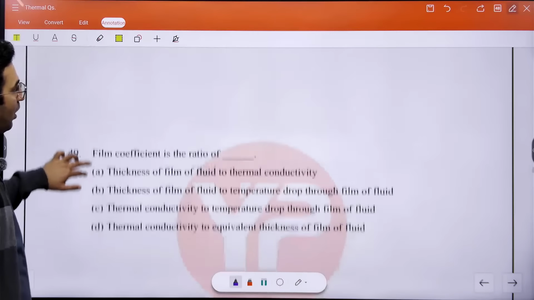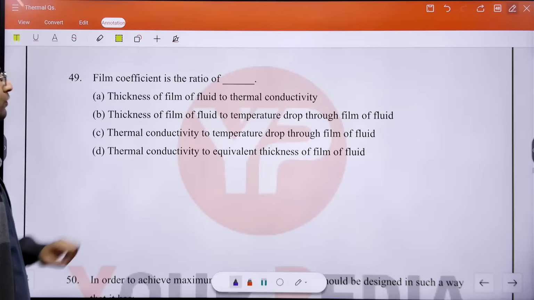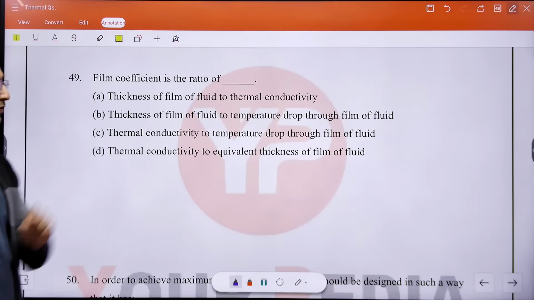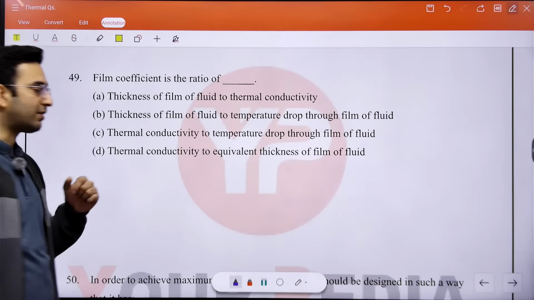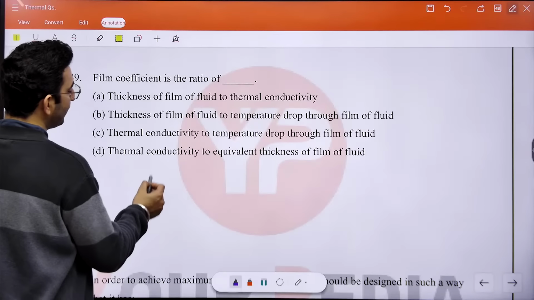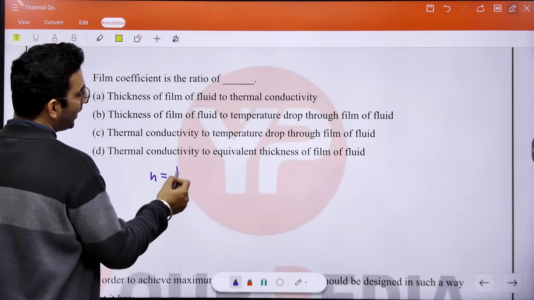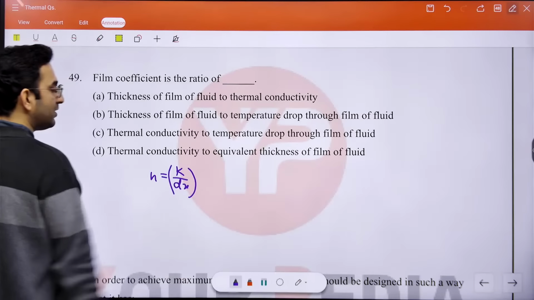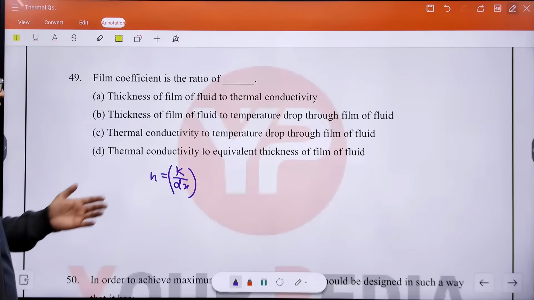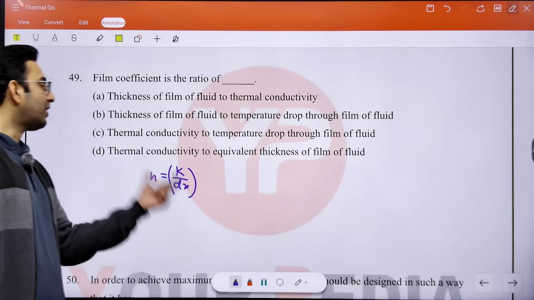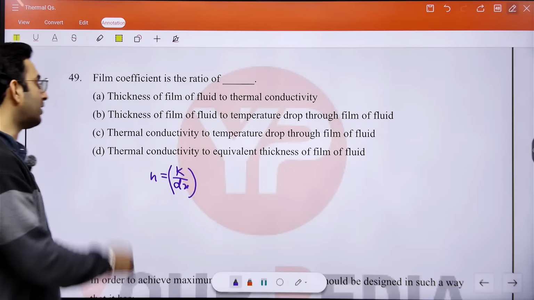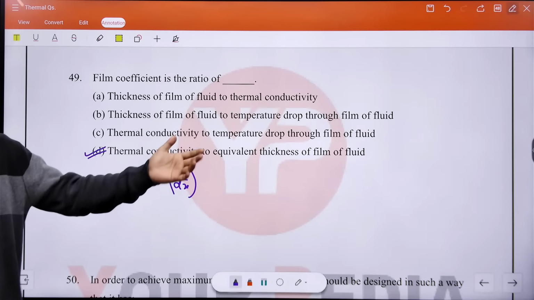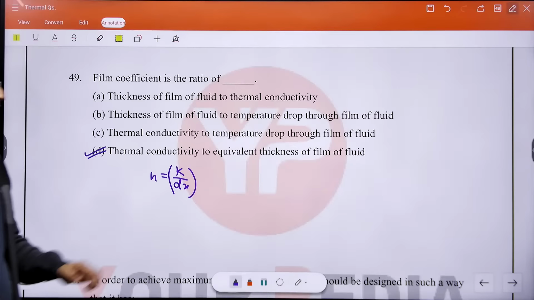Next, film coefficient is a ratio of. That is not something you cover in the heat transfer subject, but it is a part of condensation heat transfer. In that case, film coefficient, defined as h, is the ratio of k by the thickness of the film condensation layer. So I can say it is defined as the ratio of thermal conductivity to the equivalent thickness of the film of the fluid. You can skip that part, it is not important for you.